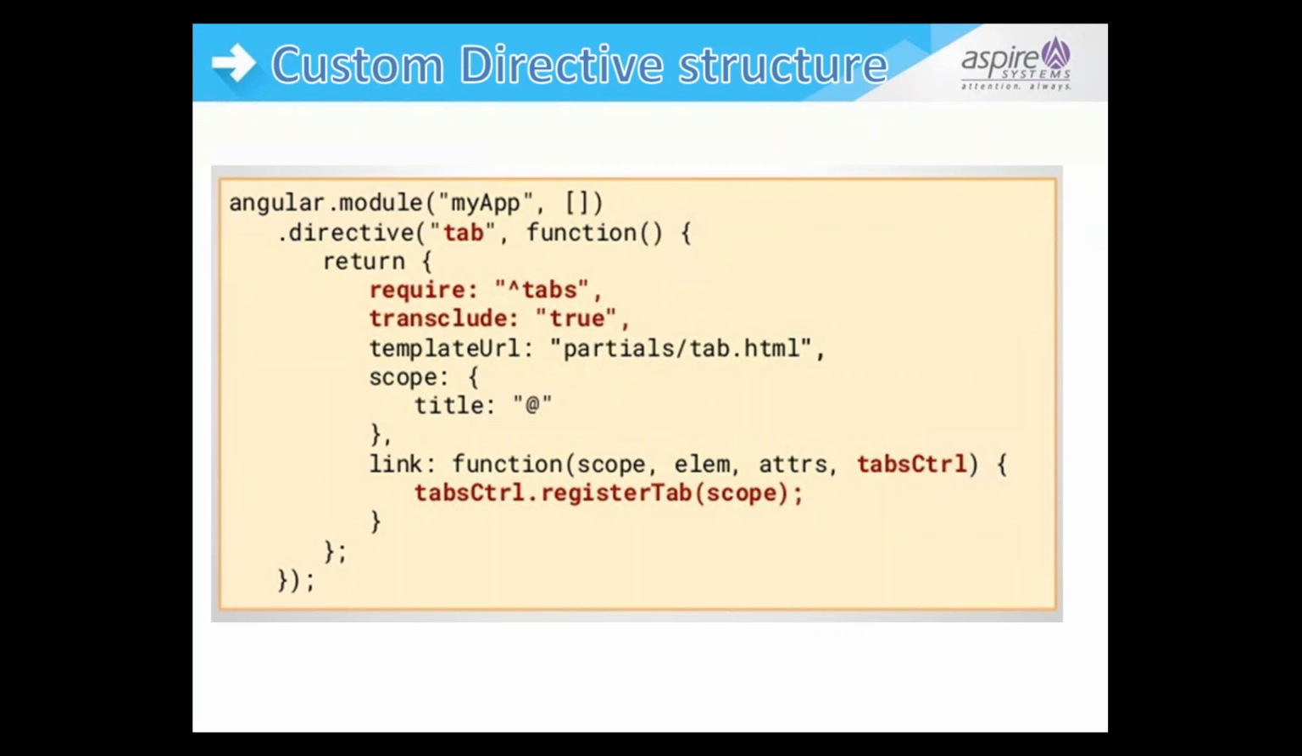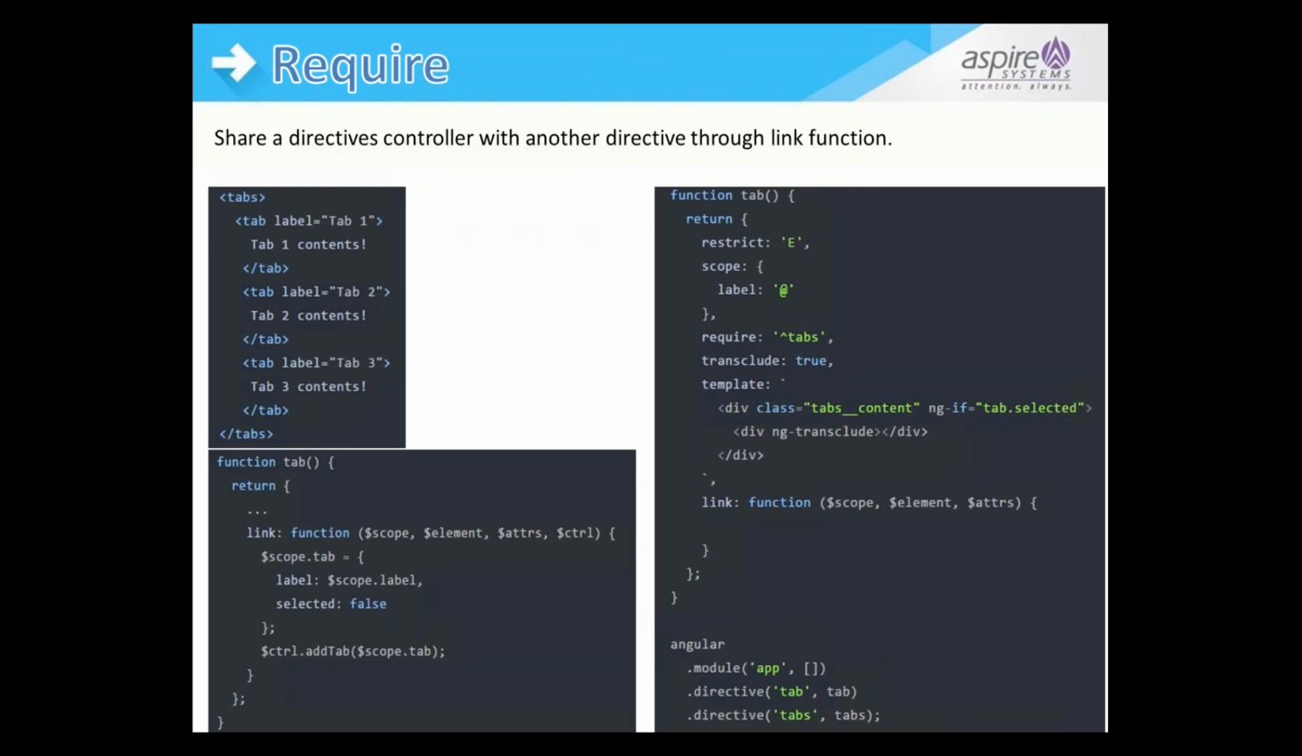Yeah, this is the syntax we have to use, this simple. Next thing we are going to see is, yeah, so this is the code, I explained it here. You have a tabs directive. Inside that you have a lot of tabs. So the moment you put require tabs here, you can pass its controller, and that controller function can be used inside the tab.